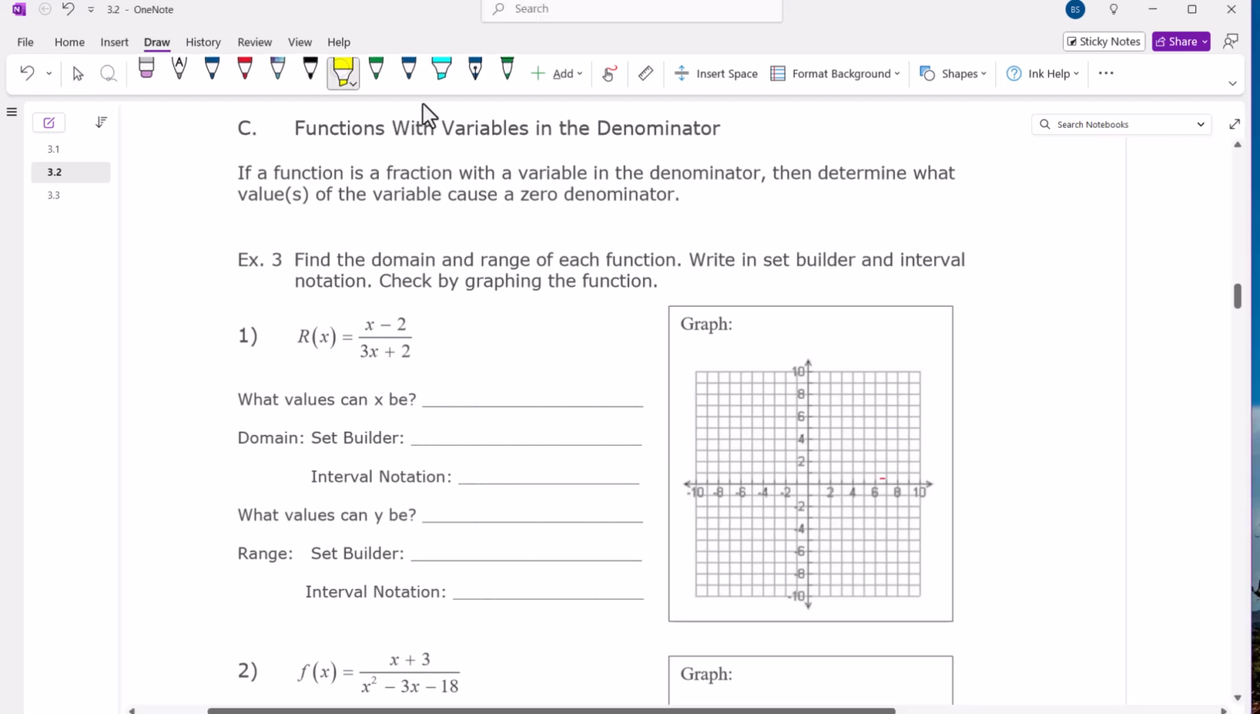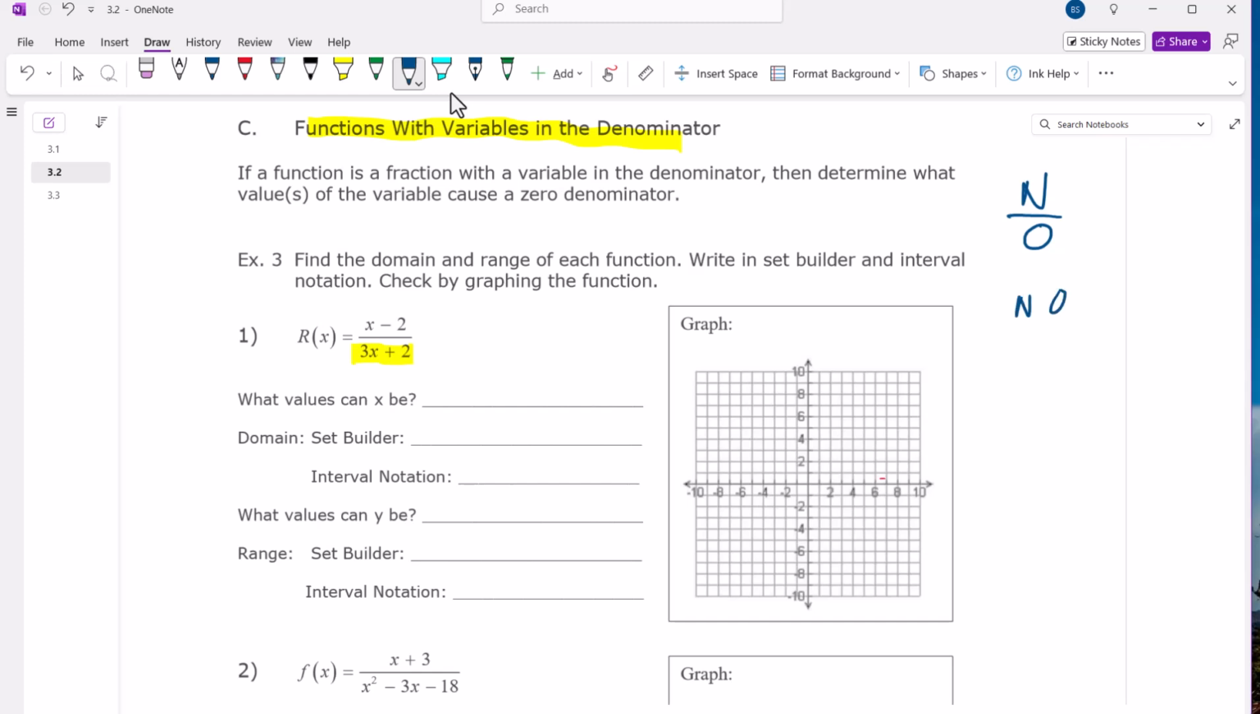Okay, next thing we'll look at is functions that have variables in the denominator. What will happen on this is typically you have to figure out what makes a denominator 0. Okay, so you can't divide by 0. If you ever forget that, just think of the word no. If you take any number divided by 0, then no, you can't divide. So we're going to figure out what makes that denominator 0 by solving this equation.